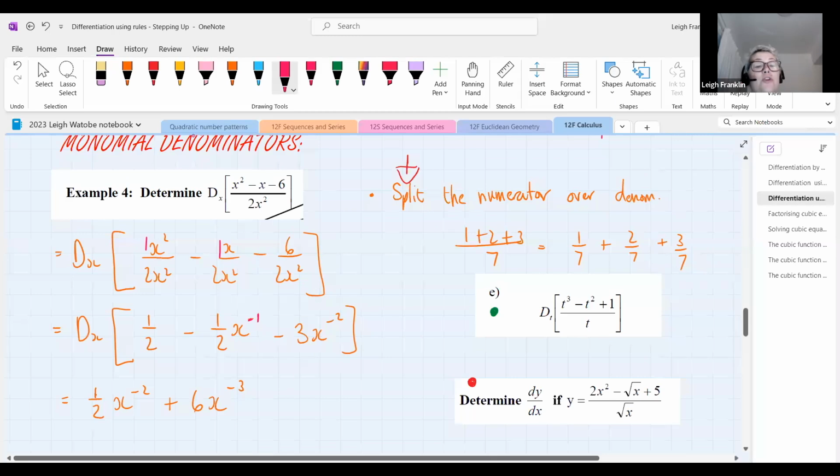Okay, the last term, I've got negative 6 divided by 2 is negative 3. And when I move my x to the numerator, I change the sign of my exponent. So that's why I've got x to the power of negative 2.